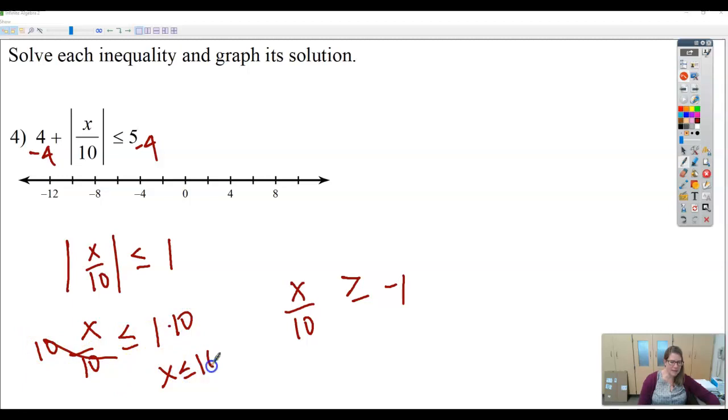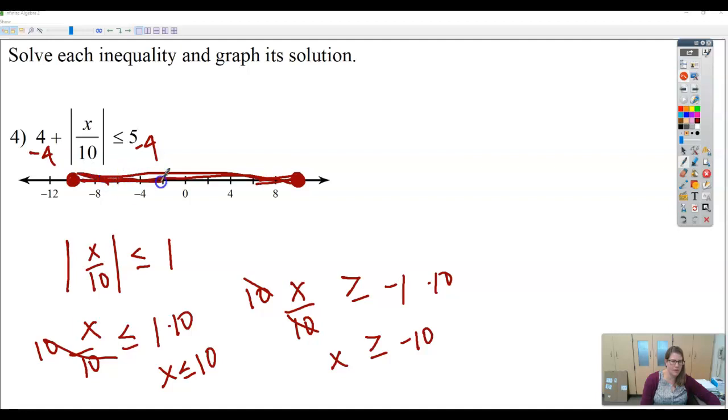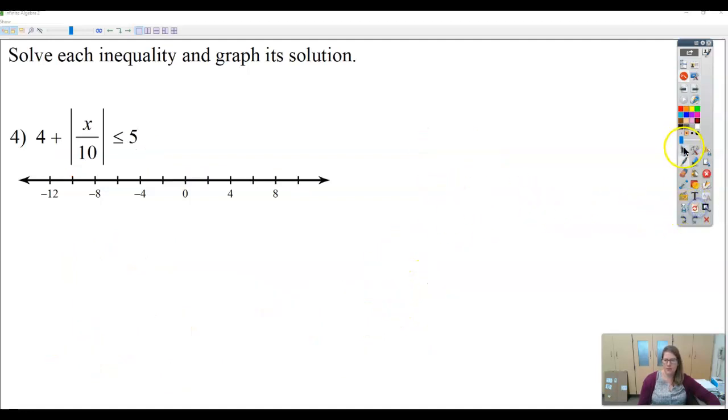So x is less than or equal to 10 here, and x is greater than or equal to negative 10. So I'm circling 10, filling it in because it says or equal to. I'm circling negative 10 and filling it in. The part I shade has to be smaller than 10. The part I shade has to be greater than negative 10. So again, between those two values. So that would go from negative 10 to 10. That's my interval. Okay.